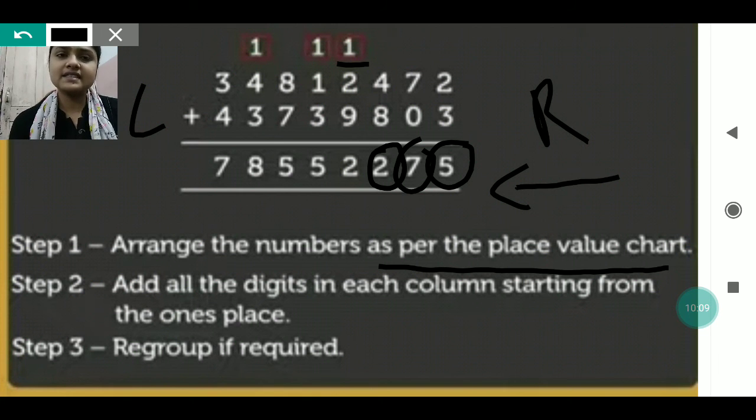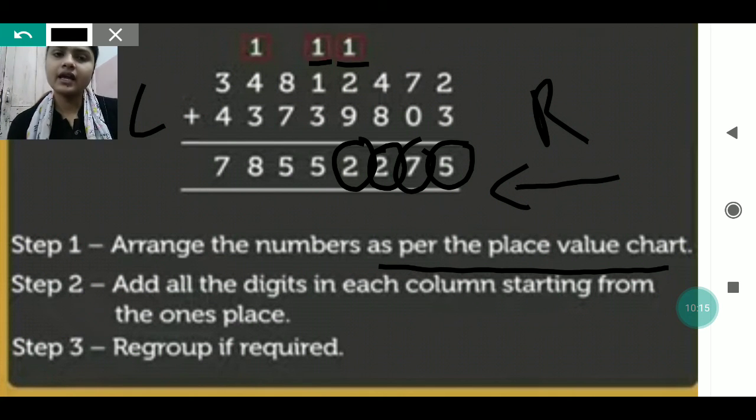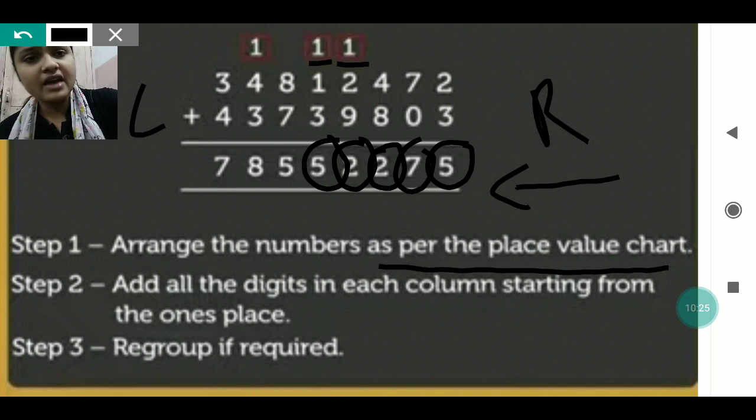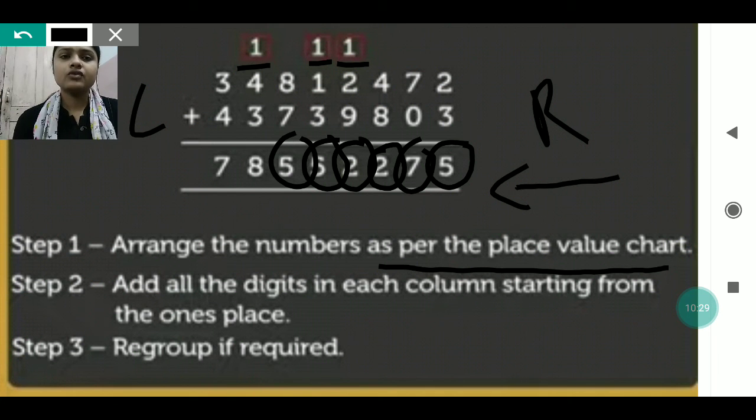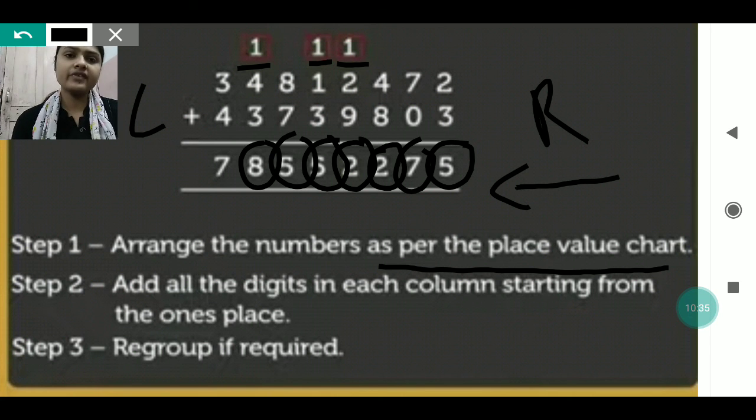2 plus 9 is 11 plus 1 is 12 again. You write 2 downside, 1 you take again carry. 1 plus 3 is 4 plus 1 is 5. Now 8 plus 7 is 15. So 5 only will be written down, 1 will be taken again carry. 4 plus 3 is 7 plus 1 is 8. 3 plus 4 is 7.